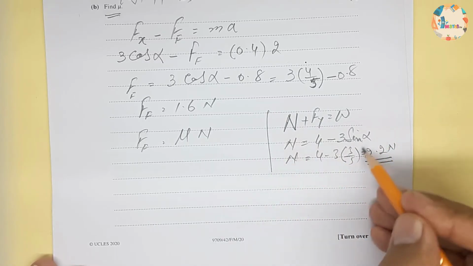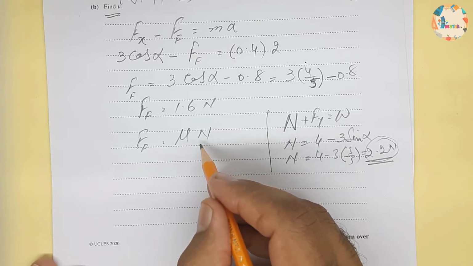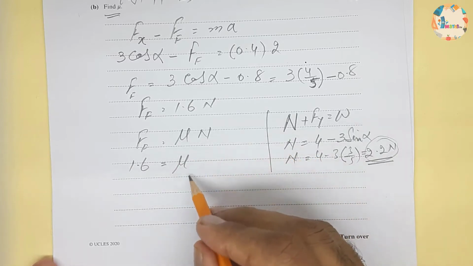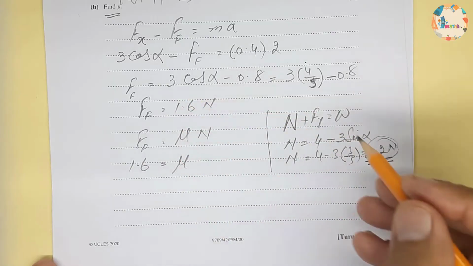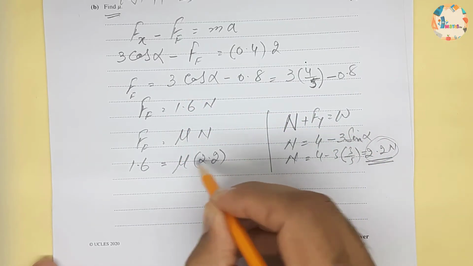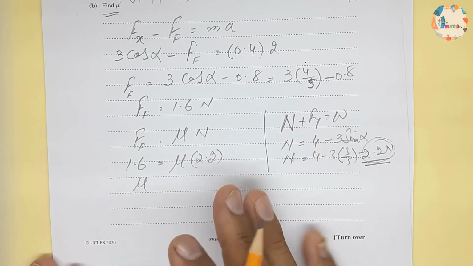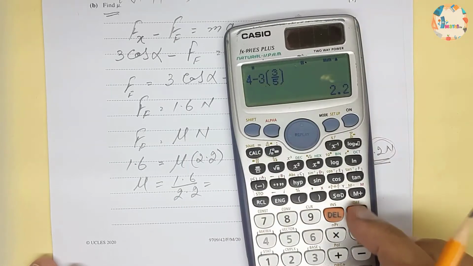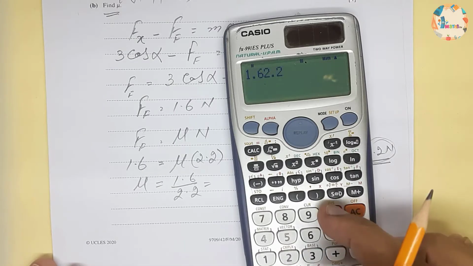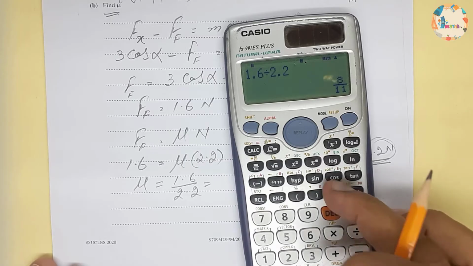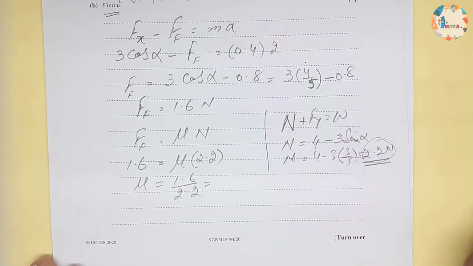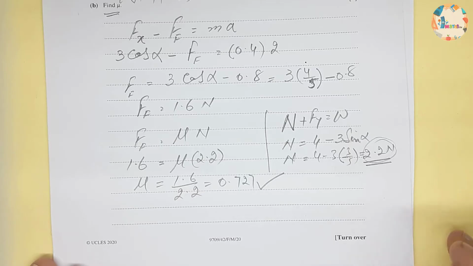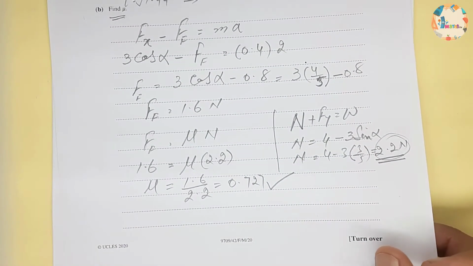So we have calculated this N value here. This value we will be using over here, and this is 1.6, and this is equal to mu into this one. 1.6 we have calculated over here, and 2.2 we have calculated over here. So these two values we will be using. So mu is equal to 1.6 over 2.2, which is equal to 0.727. This will be the coefficient of friction. Basically the value will be equal to 0.727.